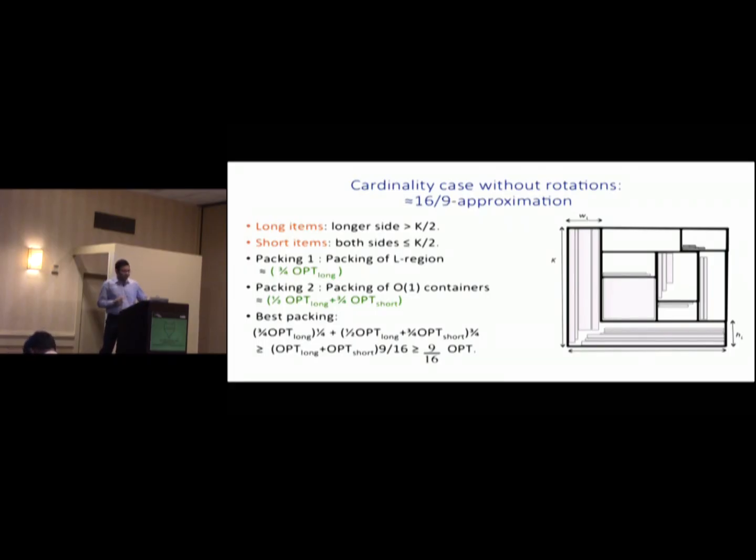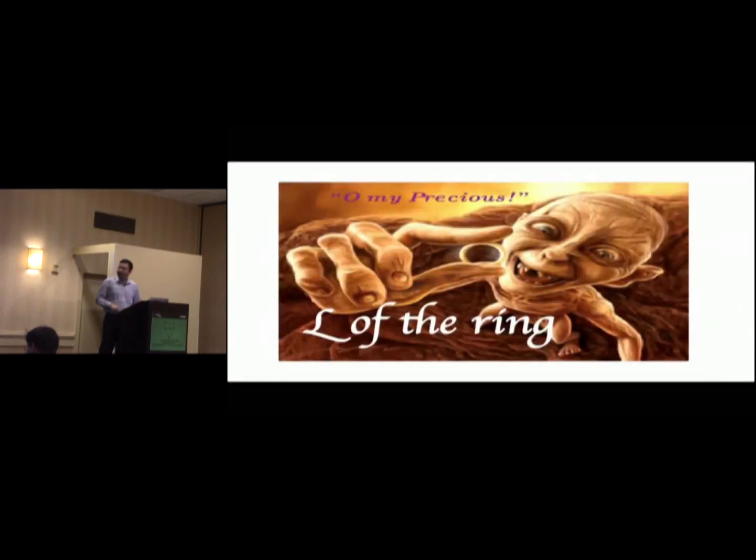And remember, for the first packing, we have a PTAS for L packing. For the second packing, if there are constant containers, we can find the best possible container-based packing. So these two together will give a 16/9 approximation. So let's go for the first packing, or algorithm, called L-or-ring.